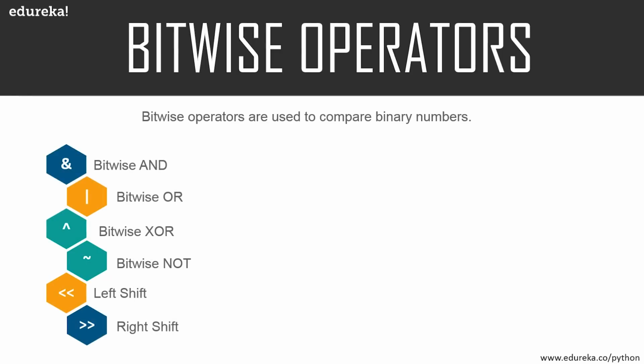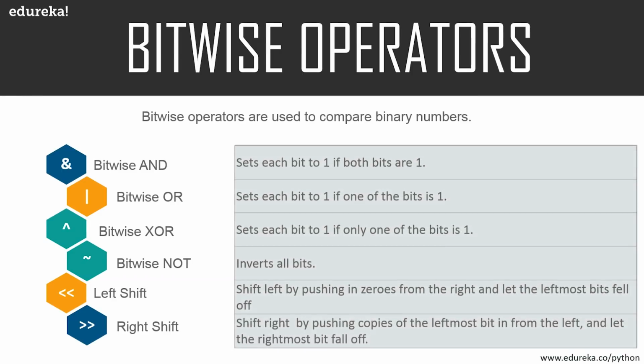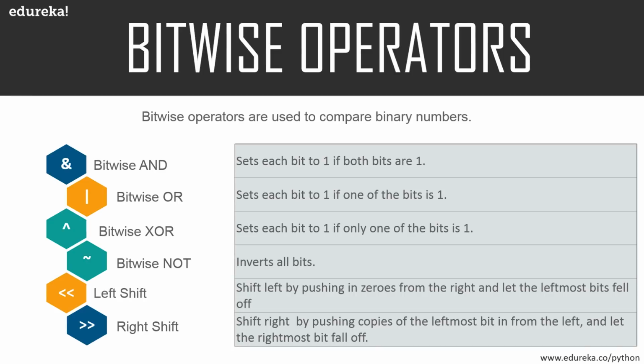These are the bitwise operators like bitwise AND, bitwise OR. These are the symbols used for these operators, guys. This is actually what happens when we are using these operators. So let's try to understand the bitwise AND operator first in Jupyter Notebook.